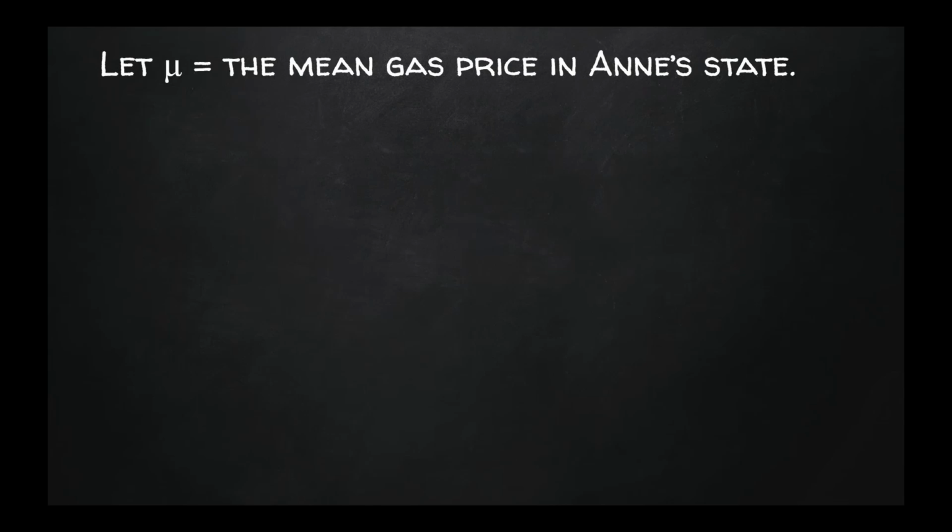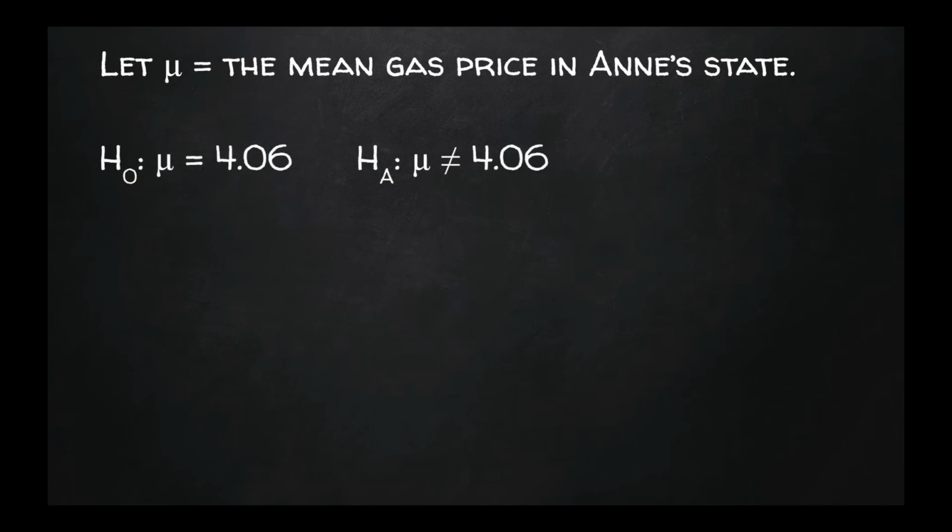We're going to let mu equal the mean gas price in Ann's state. The null hypothesis is that mu equals 4.06, and the alternative is that mu does not equal 4.06. We're going to run a one-sample t-test for mu.